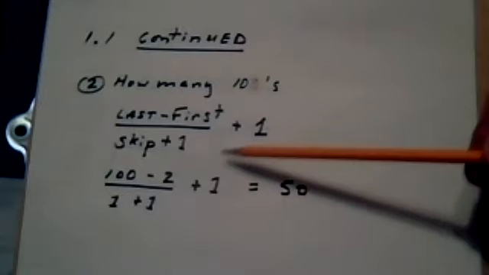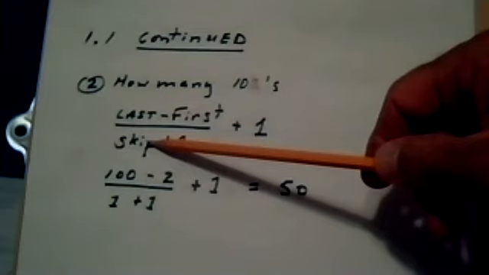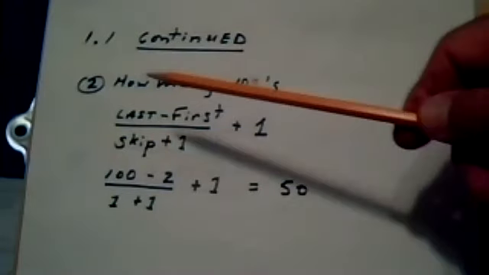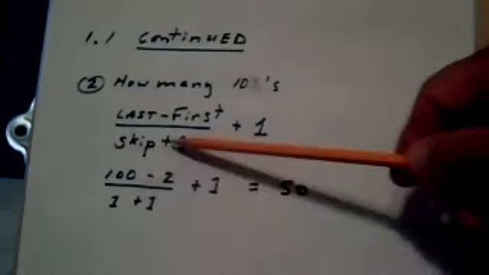So the only new kid in town is this skip. You fill it in. I'm skipping 1. The rest is the same. Do this part first, and then add a 1, you have 50. So you have 50 102s.